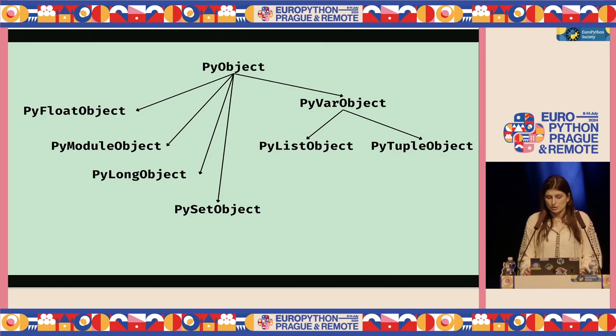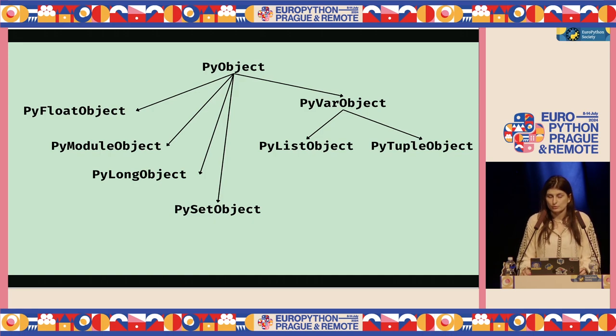And depending on these fields and the values of these properties, Python knows what to do. For example, we have PyFloat object, PyModule object, PyLong object, PySet objects that inherit these properties. And also, for example, here we can see PyVarObject. PyVarObject is used for the definition of the length.